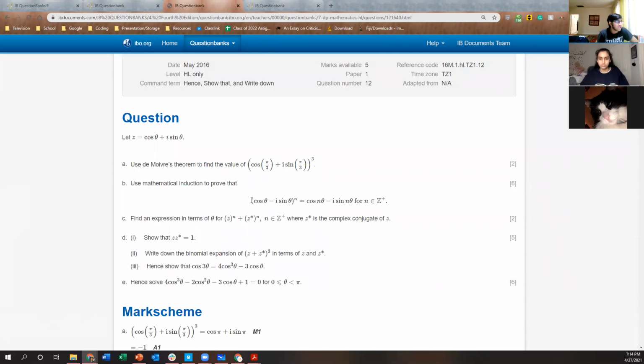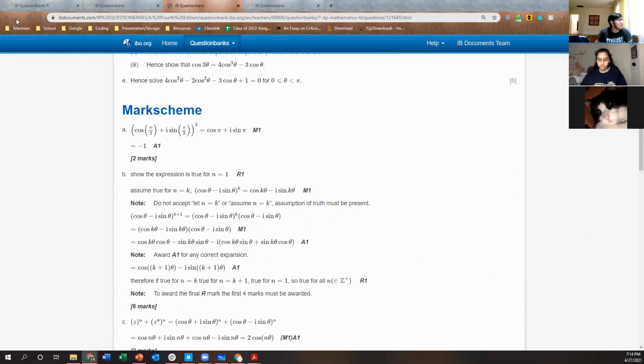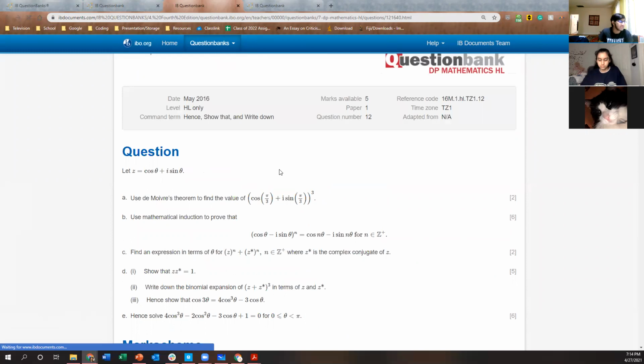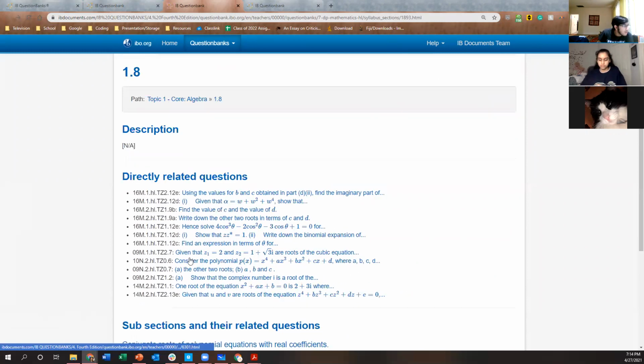This is mathematical induction. This is from 2016. This was actually on 2016. I remember doing this. I'm not going to go through this because it doesn't make sense for the problems you already have access to. Let's do this one from 2009.